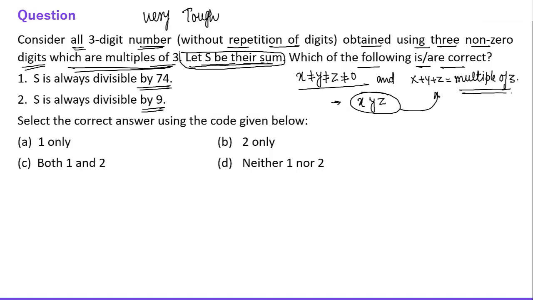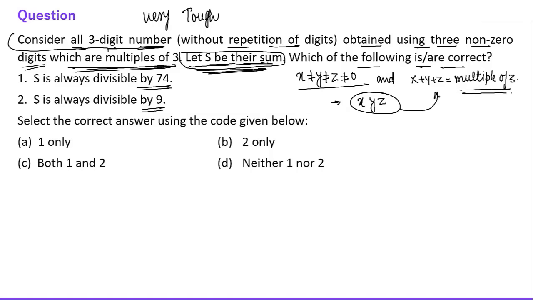The question is saying, consider all 3-digit numbers without repetition of digits obtained using 3 non-zero digits, which are the multiples of 3, and let S be their sum. So we need to find the sum of all such numbers, which are 3-digit numbers, multiples of 3, using distinct non-zero digits, right?